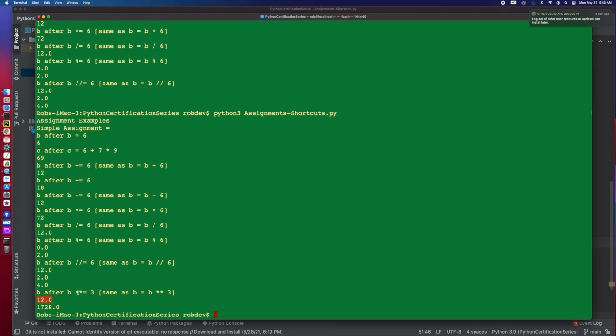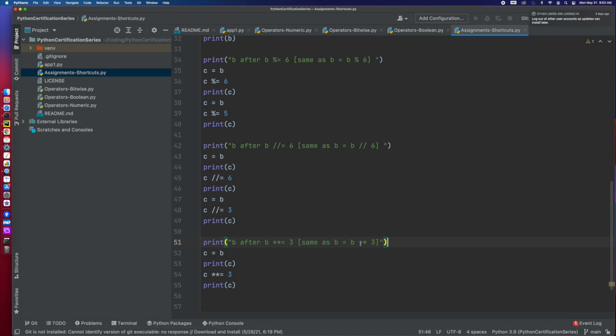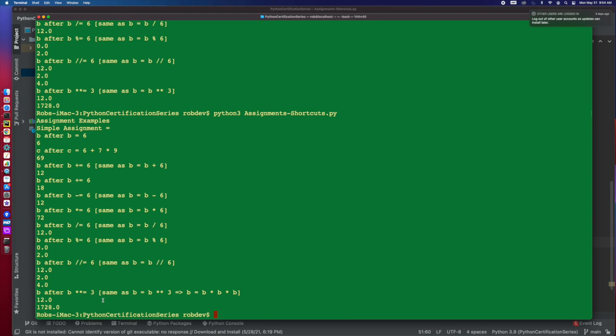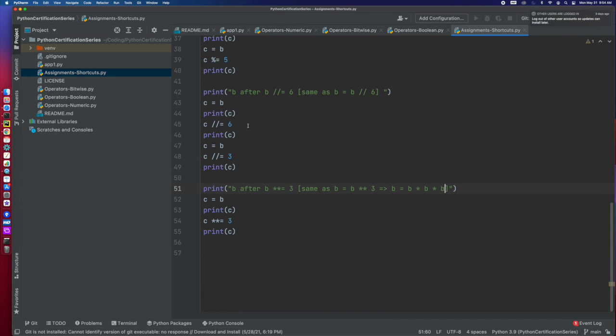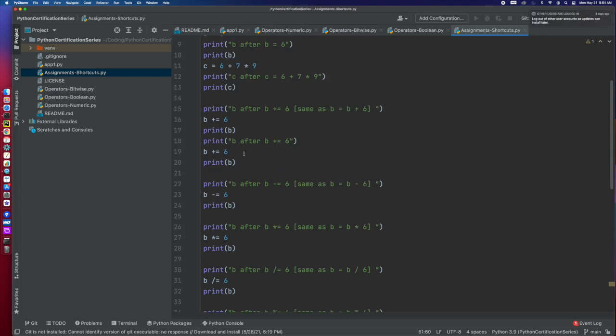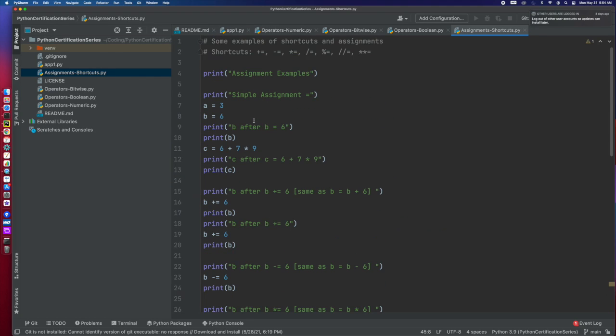equal to 12. And we're doing this, so this is to the third power. So this is the same as B equals B times B times B. Which is a big number. 12 times 12 is 144. 12 times 144, obviously, I'm guessing, is going to be 1,728. So those are shortcuts. So we can use that, and it is fairly useful to use those on a regular basis.